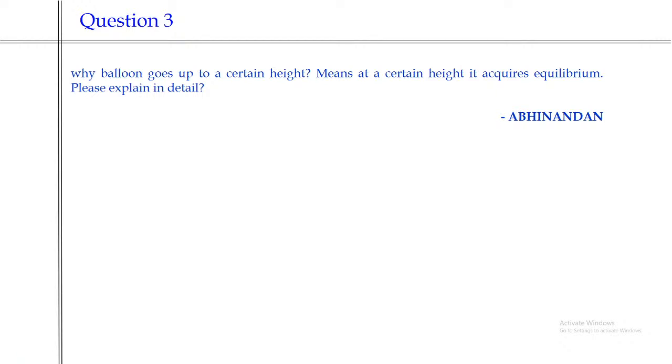Okay. So when a balloon goes up to a certain height, at that certain height it recovers equilibrium. Please explain in detail, Abhinandan. Okay, this question is slightly off from this. But if you climb Mount Everest, what happens is that pressure decreases. Is it correct? As you go to higher and higher altitudes, the pressure decreases. Because the pressure decreases, your buoyancy force is decreasing. Does that buoyancy force make this balloon stable? That's what you think.